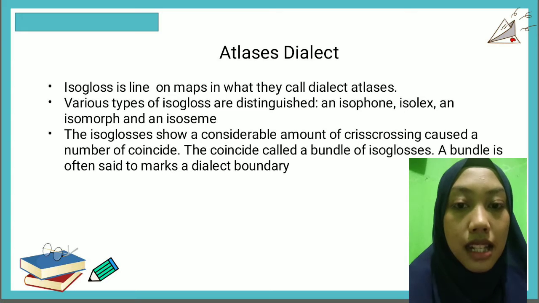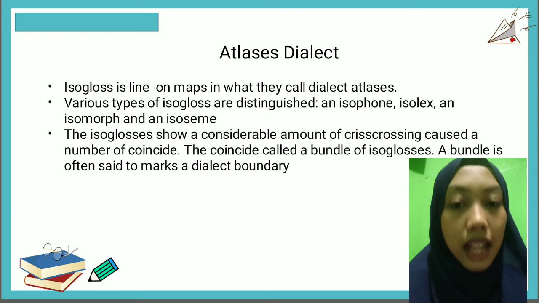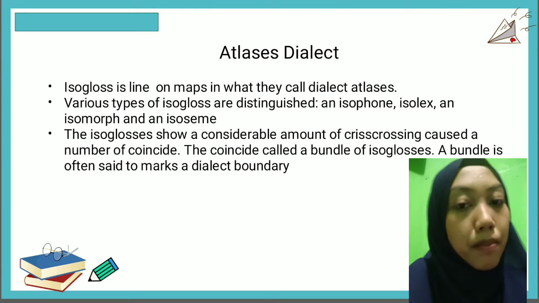The isoglosses show a considerable amount of crisscrossing, causing a number of them to coincide, and the coincidence is called a bundle of isoglosses. A bundle is often said to mark a dialect boundary.